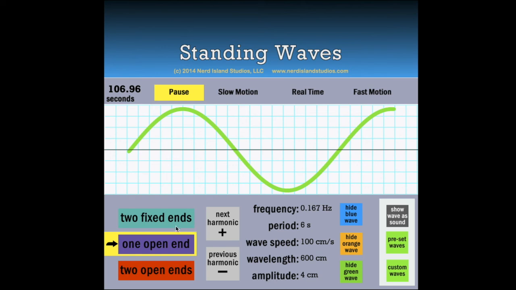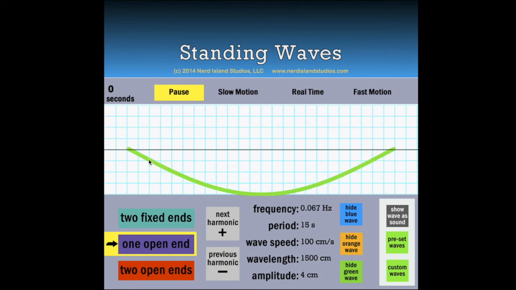Okay, so in review, two fixed ends, you have two nodes on either end, you can get every single harmonic. Two open ends, you have two loops on the ends, antinodes on the end. You can again get every single harmonic. To find the wavelength of the fundamental, you'd have to take twice the length of the tube, right? For two fixed ends. And for two open ends, you'd also have to take twice the length of the tube.